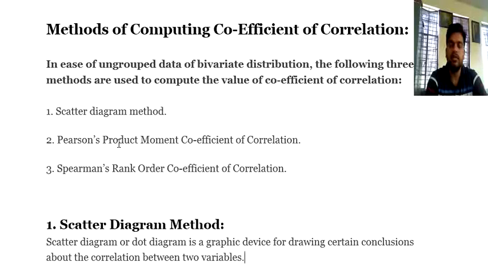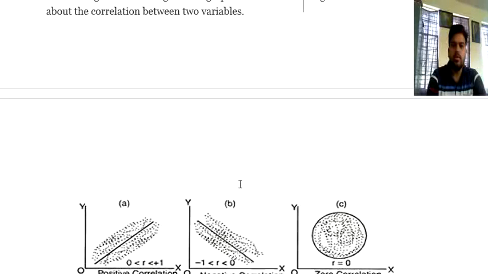The third one, and the last method for computing coefficient of correlation, is Spearman's rank order method. There the important word is rank. You have to focus on this word rank, because Spearman considers rank all the time. We will see each and every method one by one. So let's go to the scatter diagram.